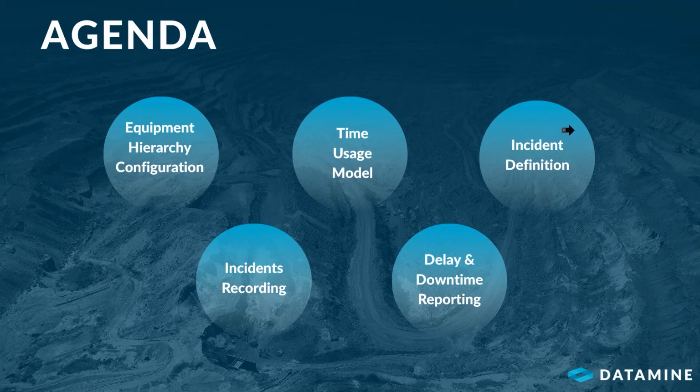Having done these two steps, you need to define a list of so-called incident definitions. Each incident is identified by an ID or a code, so that by capturing these incidents as they happen via the incident recording function, you can then generate reports and KPIs on the equipment incident.